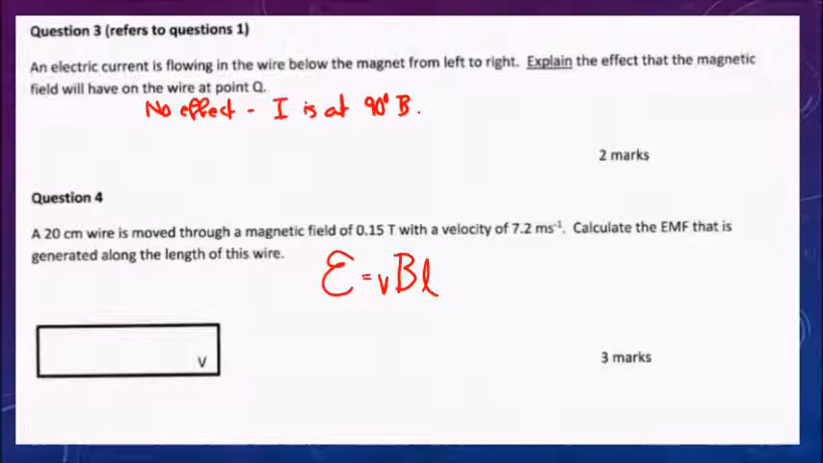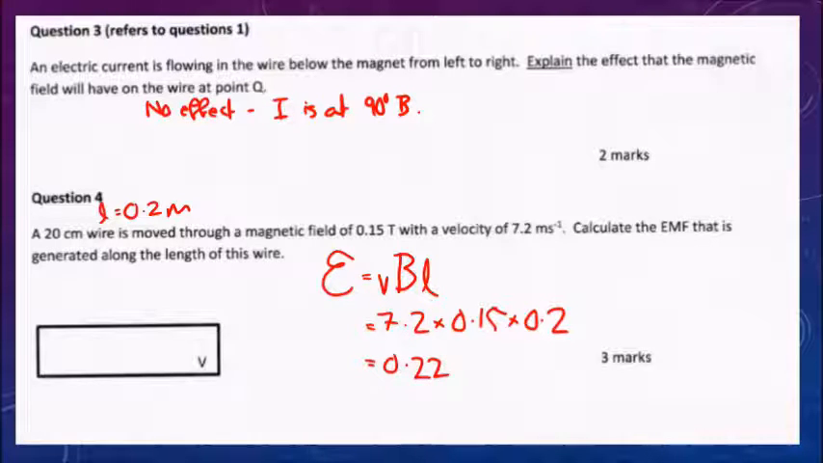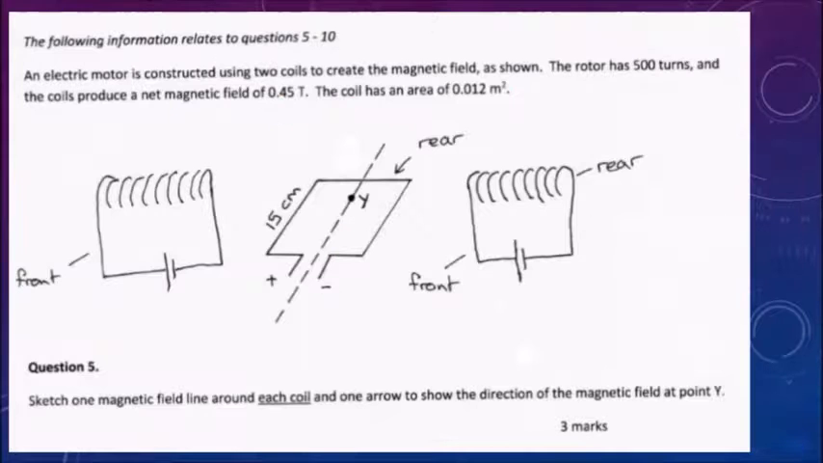Now, the length must be in meters. If you do stuff in centimeters, you're going to get the wrong answer. So we've just got 7.2 times 0.15 times 0.2, and that gives us an EMF of 0.22. Everything up here is 2 significant figures, so that's what I can do. So my answer is 0.22.